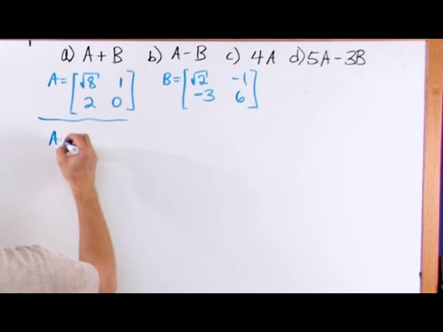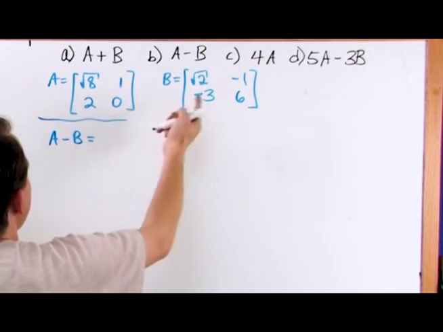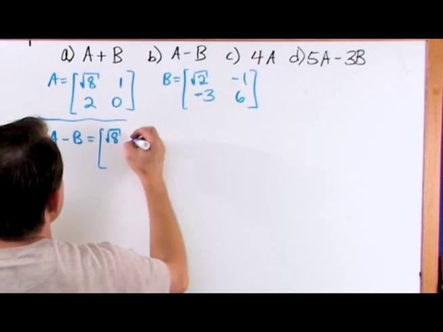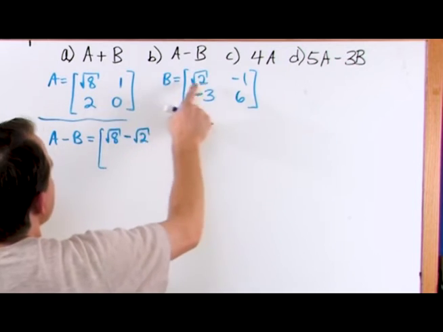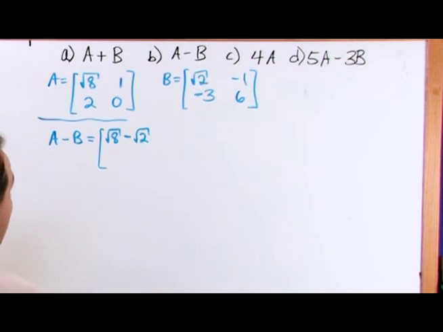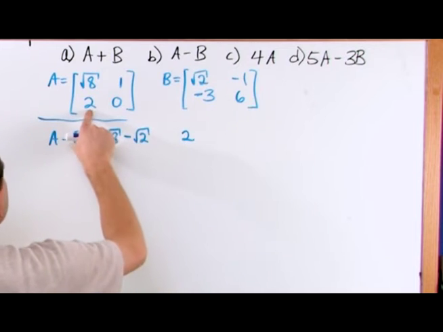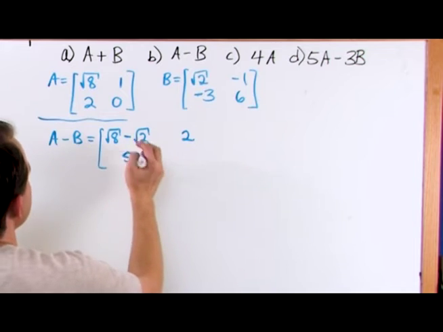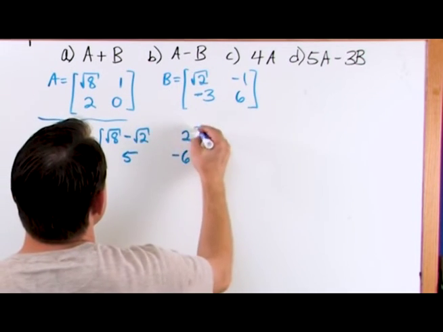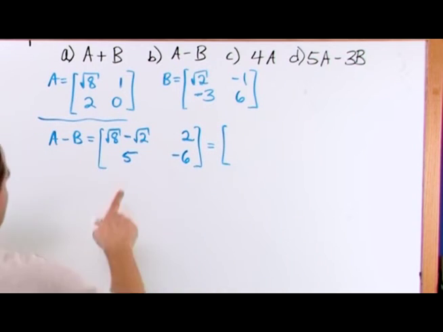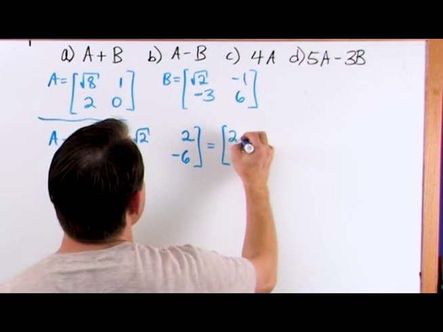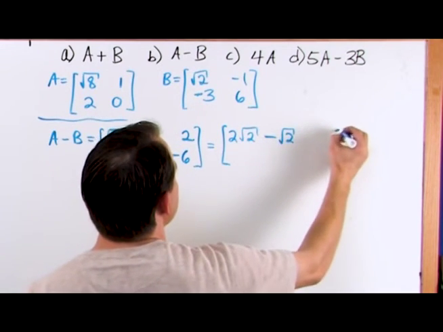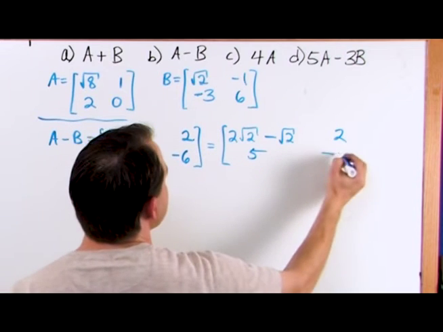Okay, now if I wanted to do A minus B, it's going to be exactly the same procedure. I'm going to go element by element. So here I'm going to have square root of 8 subtracting square root of 2. 1 minus a negative 1 is going to be adding the opposite. 1 plus 1 gives you 2. 2 minus the negative 3 is adding the opposite. 2 plus 3 gives you 5. 0 minus 6 gives you negative 6. Now remember from the previous problem that this can be written as 2 times the square root of 2. Now, of course, we're going to subtract off the square root of 2 that we had. And we have 2 here, 5, and negative 6.